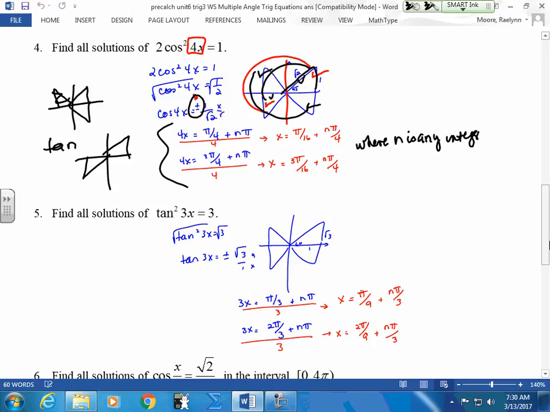Now the algebra part kicks back in. Okay, solve for x. This is your trig part right up to here. And it says, I'll take all angles because you got every quadrant. Every quadrant's going to have this angle.